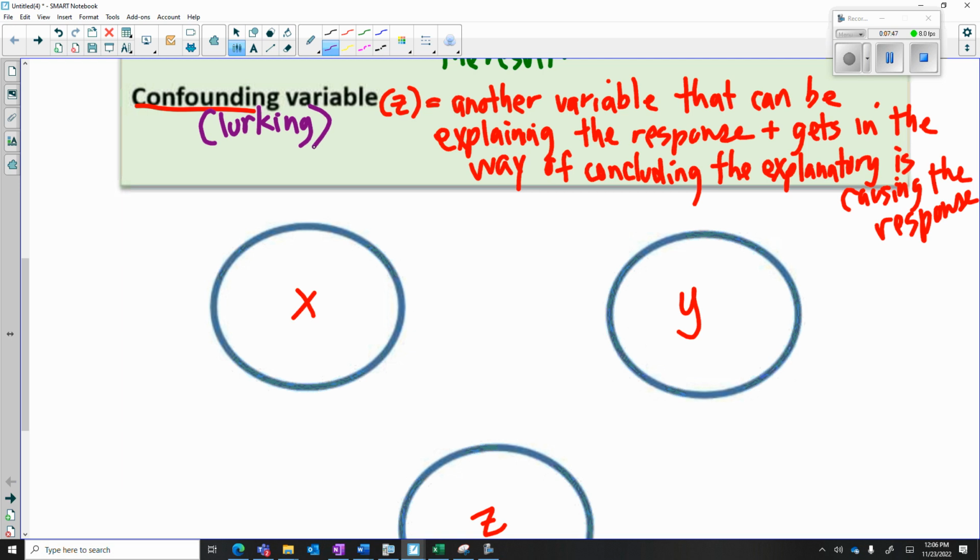So in this first example, is the X variable of vitamin D, taking vitamin D, causing the response variable of better health, better or less, depending on if you take it or not? This solid arrow means causation. Okay, so is X indeed causing Y?